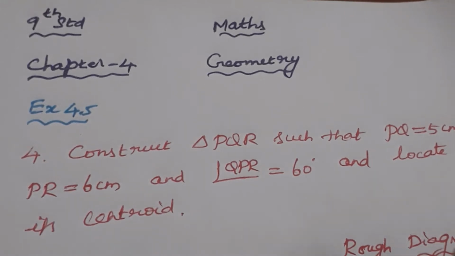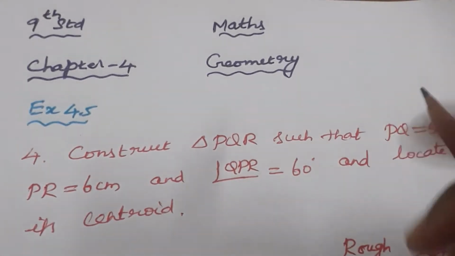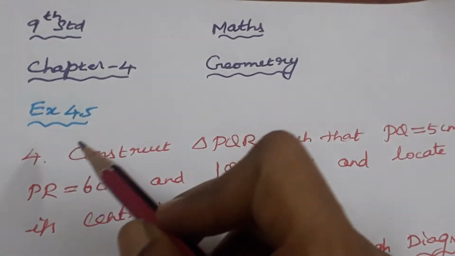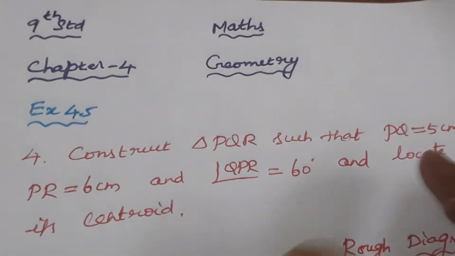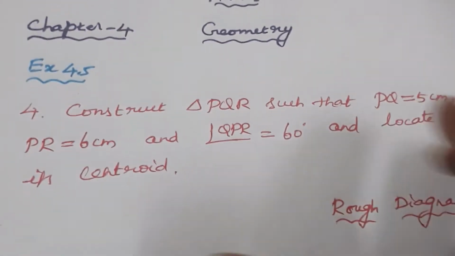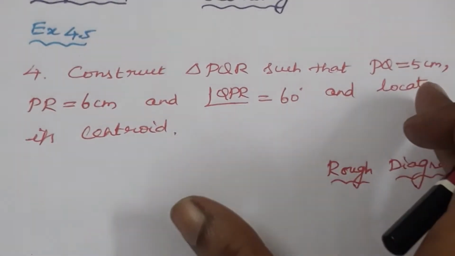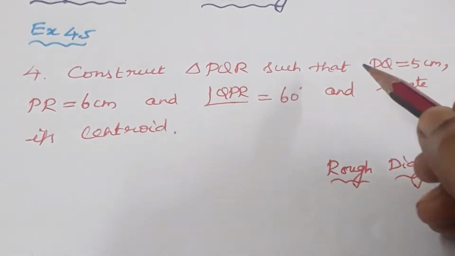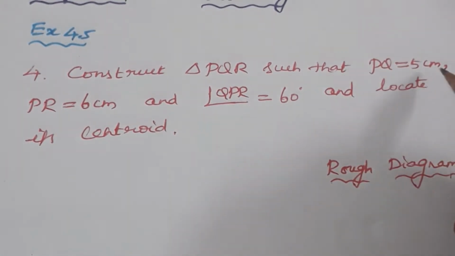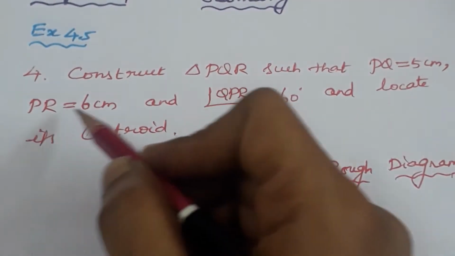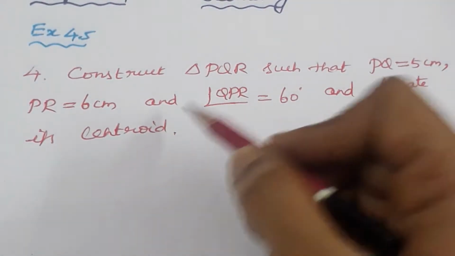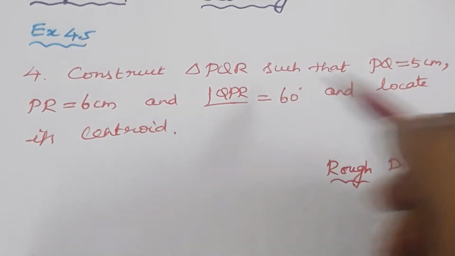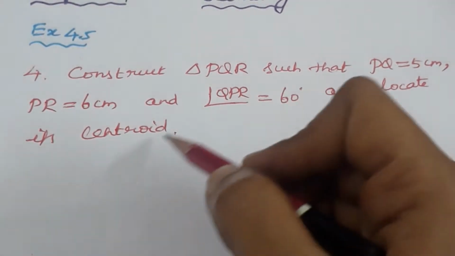Hello students, in this video we are going to learn 9th standard maths chapter 4 geometry exercise 4.5 fourth sum. Okay, look at the fourth sum. Construct triangle PQR such that PQ equal to 5 cm, PR equal to 6 cm and angle QPR equal to 60 degree and locate its centroid.